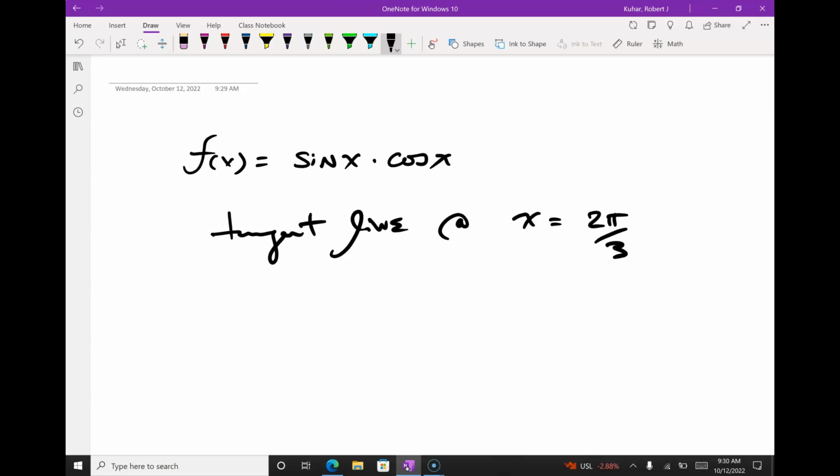So again, here I need a product rule for my derivative, right? I need to find the y value, I need to find a slope, I need to find a tangent line. Good, on your mark, get set, go.